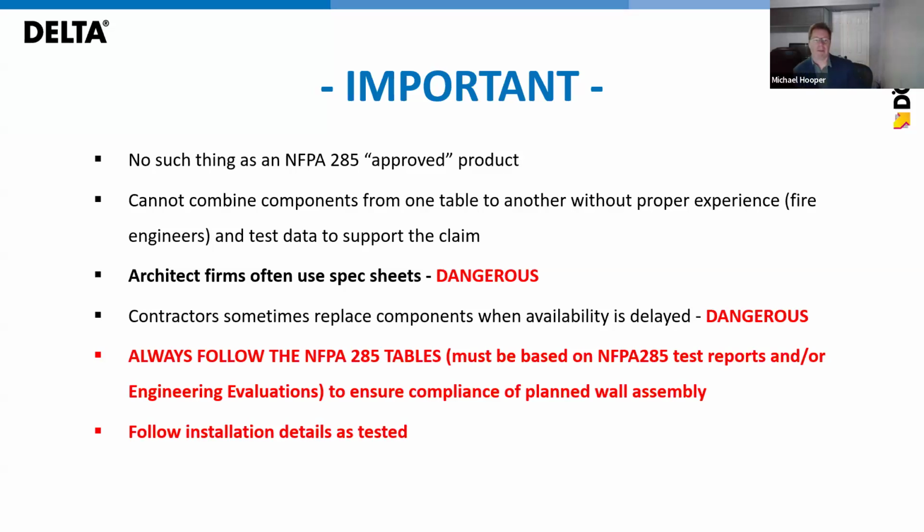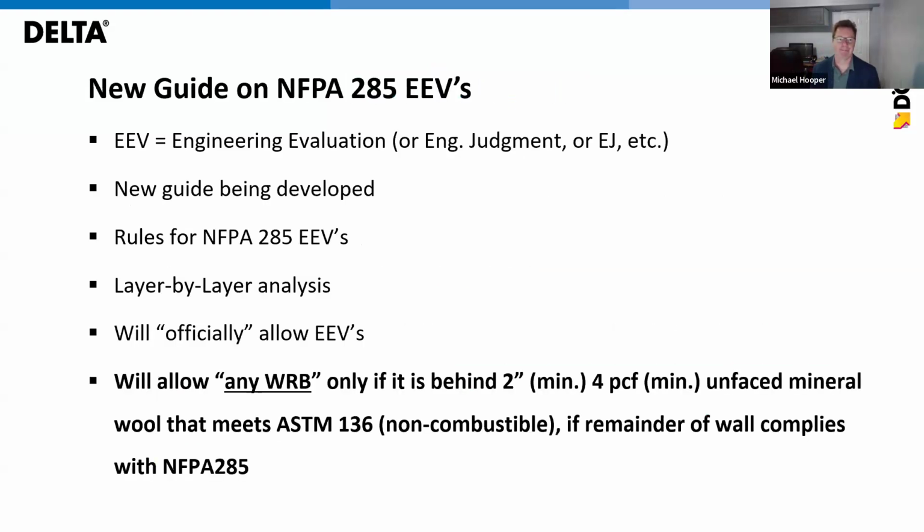Contractors will always try to make substitutions. You need to limit your specification to what is acceptable within that tested assembly from the table that's provided. You must always follow the NFPA 285 tables. Even if you have all the materials right, the details do need to be done per those requirements as well.